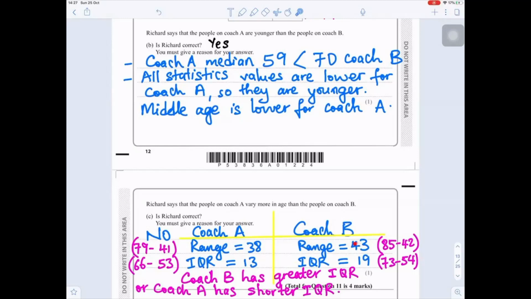Let's look at coach B. The range is 43, 85 minus 42. The interquartile range is 19, 73 minus 54. So coach B has greater interquartile range, or you can say coach A has shorter interquartile range. So the answer is no. People on coach A do not vary more than people on coach B.